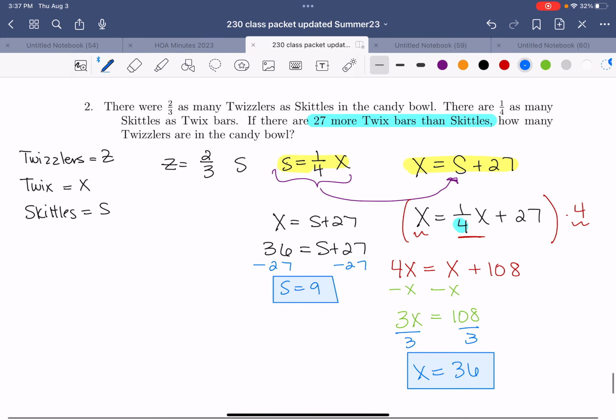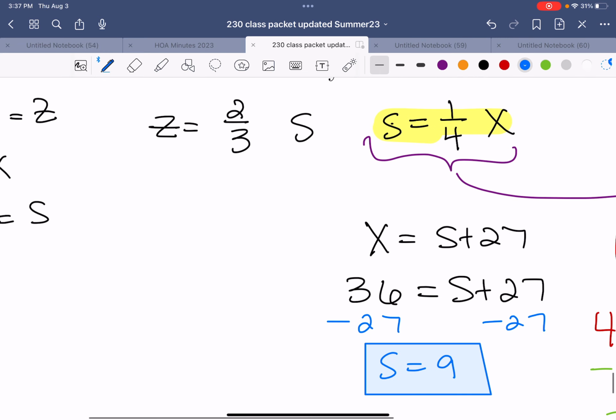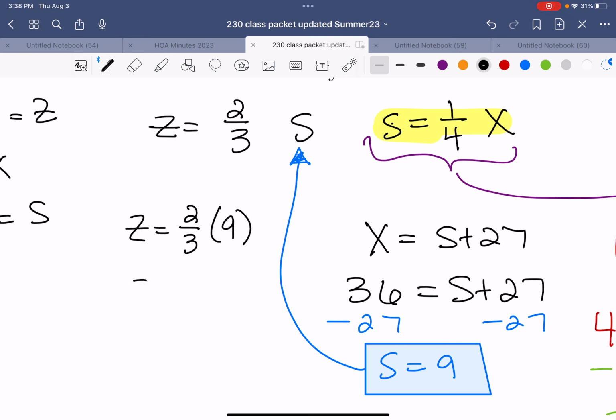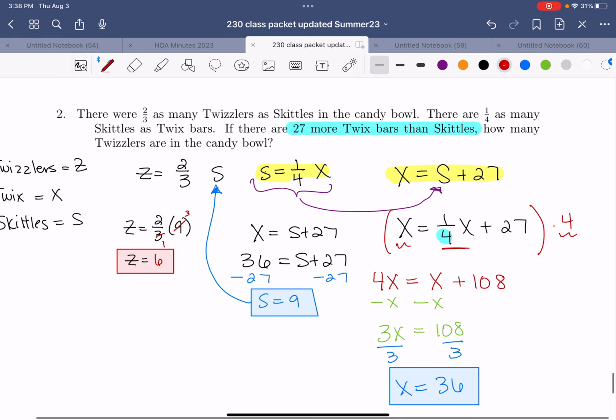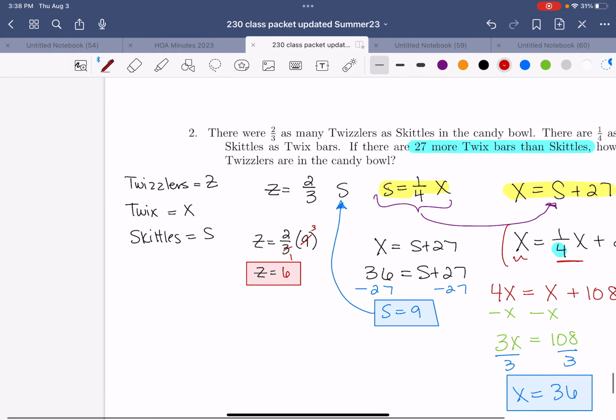Okay. And then I can take my 9 over here and plug it in for the s. So I have z equals 2/3, and instead of s, we're going with 9. So 2/3 of 9, the 3's cancel. 3 goes into 3 once. 3 goes into 9 3 times. 2 times 3 gives me 6. And the question asks me how many Twizzlers are in the candy bowl. That's my z. And so that's the 6 that we're looking for there.